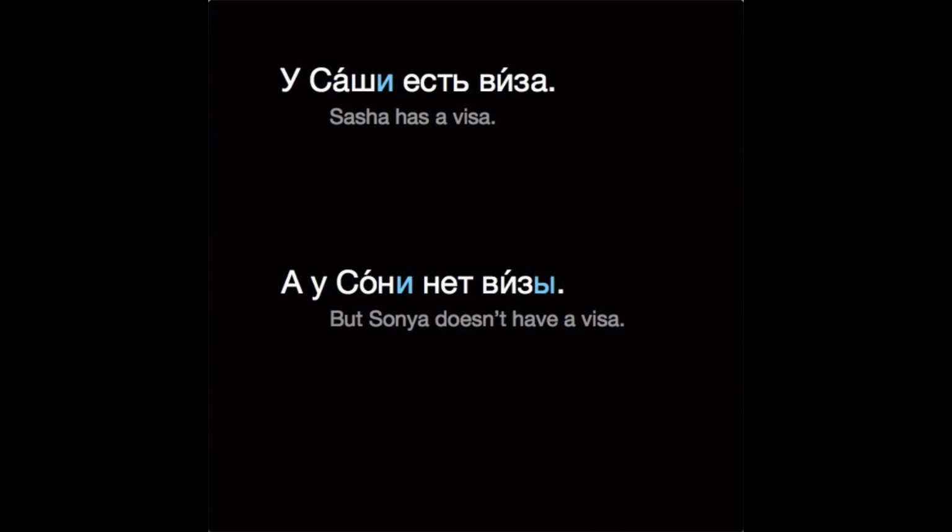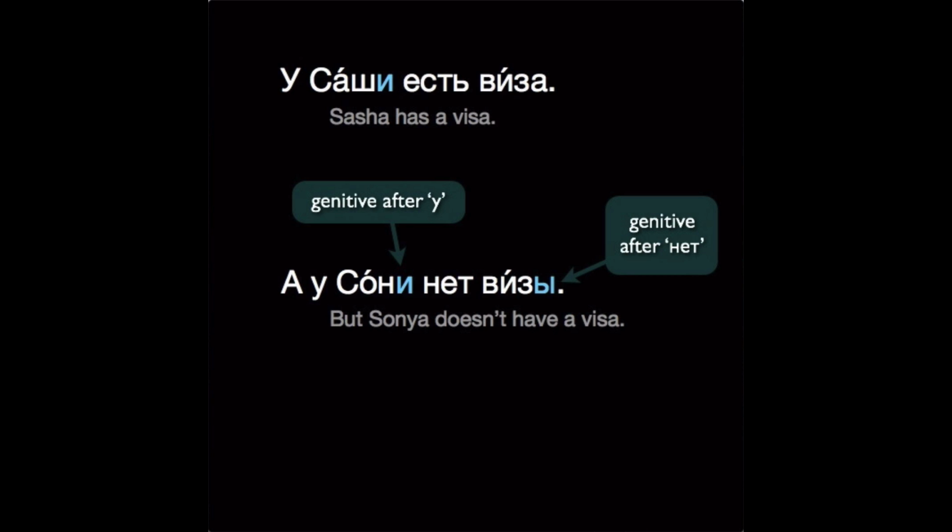Nothing here is in the nominative. We have the genitive Сони because у always governs the genitive, that is, it requires a genitive form. And then because we're using нет, visa will also be in the genitive, визы, because the visa doesn't exist. Literally, we're saying there is no visa by Sonia.